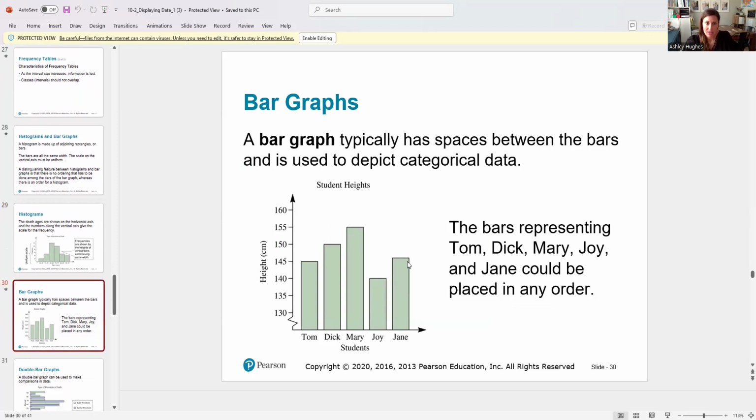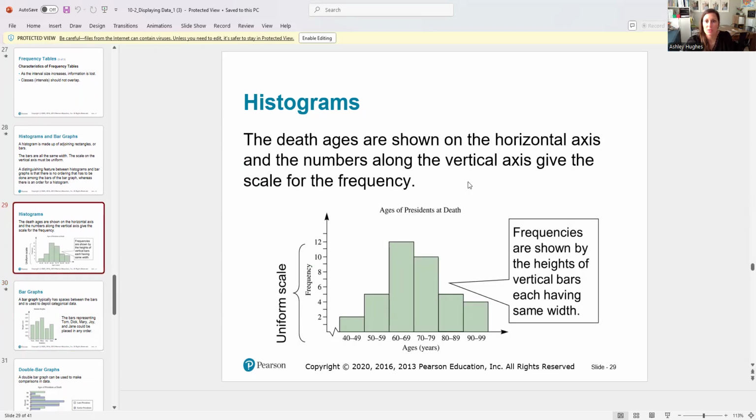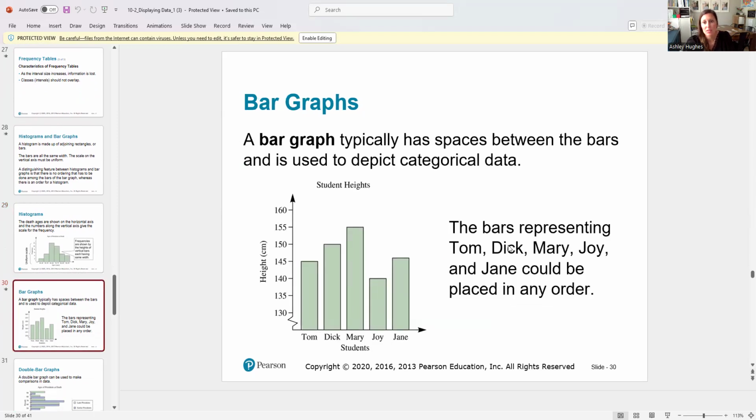A bar graph is typically used with spaces between the bars, and it's used to depict categorical data. So that's the difference between the two. The histogram is very similar to a bar graph. So this is representing people and their heights.